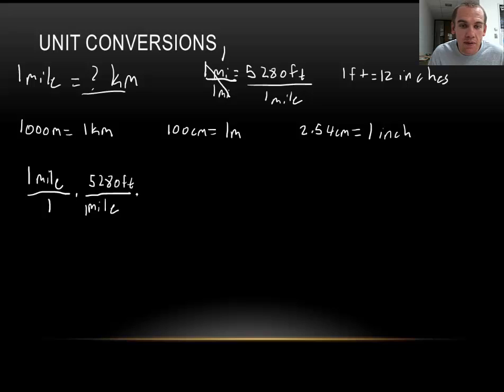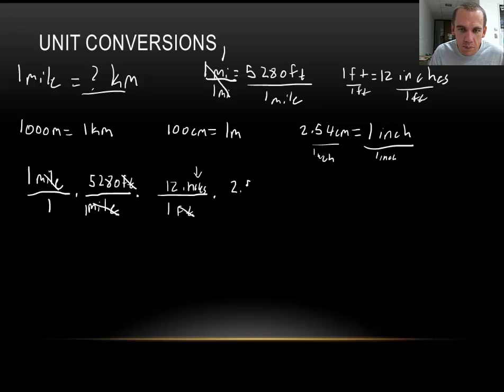And now I need to get rid of those feet. So I'm going to go to my next relationship. I know I'm going to divide this equation by 1 foot, and so I can multiply by 1 over feet and 12 inches. And so what I've done is this mile cancels this mile, leaving me with feet. But now these feet cancel these feet, that leaves me with inches. So now I need to get rid of those inches. And I know 1 inch is 2.54 centimeters. So I'm going to divide both sides by 1 inch, and I see 2.54 centimeters per inch. And then my inches cancel my inches, and I'm down to centimeters.